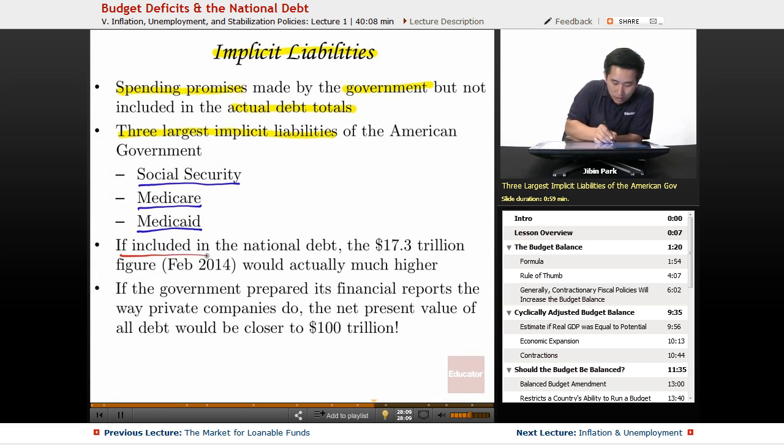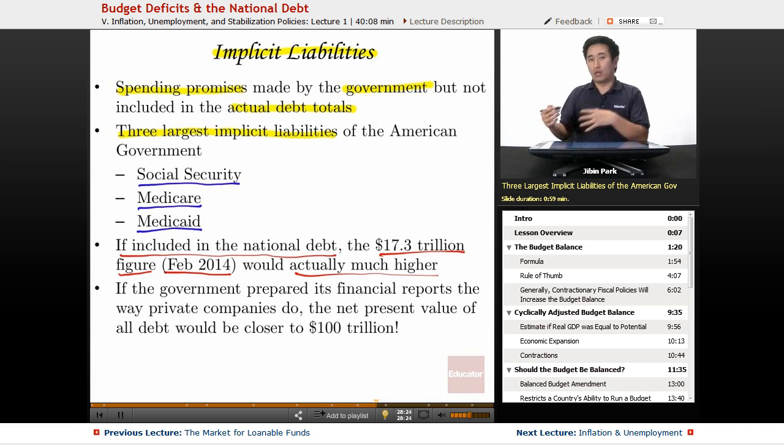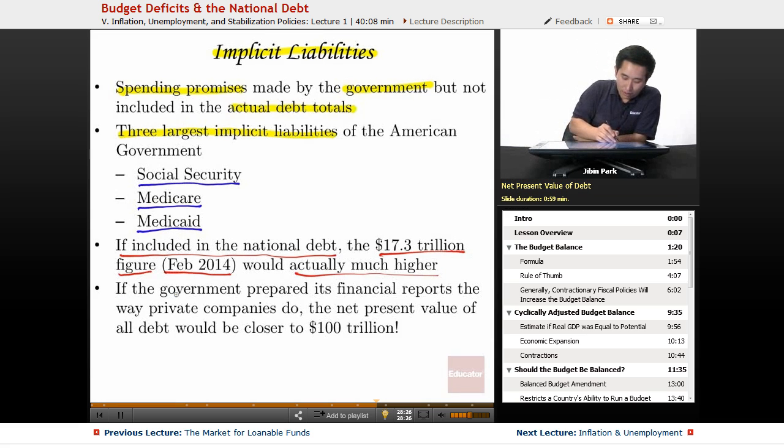So if included in the national debt, the $17.3 trillion figure that we used for the national debt in February 2014 would actually be much higher. Now, how much higher would it be? It's actually pretty unfathomable to think what the U.S. national debt is. If the government actually prepared its financial reports the way private companies do, the net present value of all debt would be closer to $100 trillion.